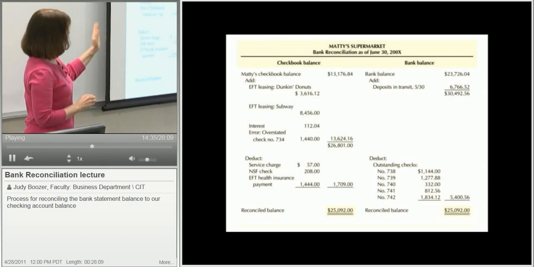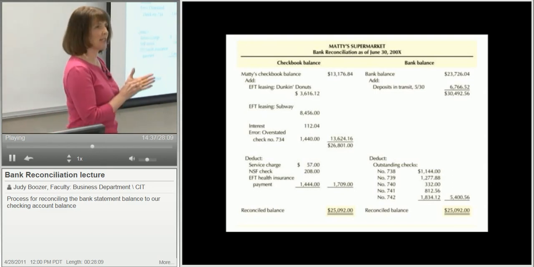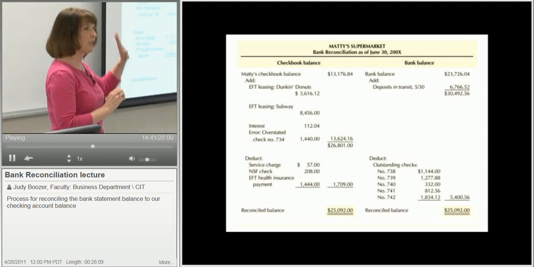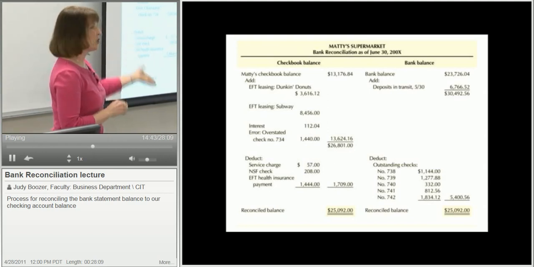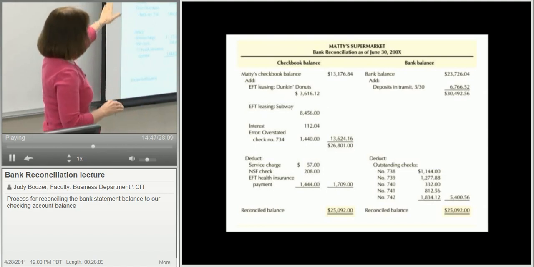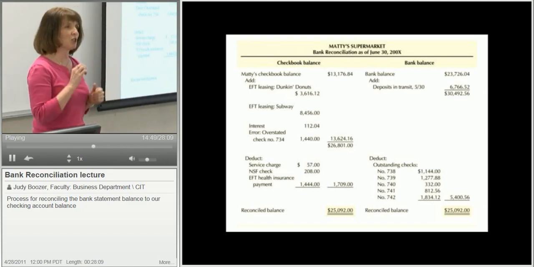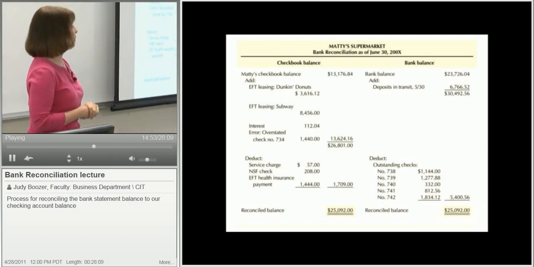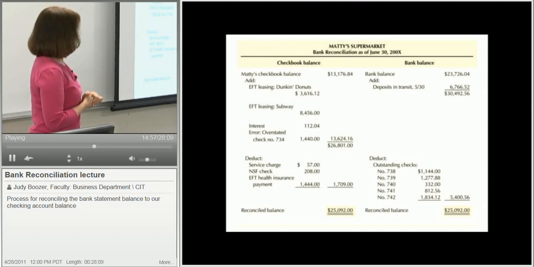Let's think about it. With things on the other side, deposits in transit, have we recorded those? Yes. So we don't need to do anything with that. Outstanding checks, have we recorded those? Yes. So only the information that affects the checkbook balance gets journalized. So what's the first thing I would journalize up here? The interest earned. We could do interest.